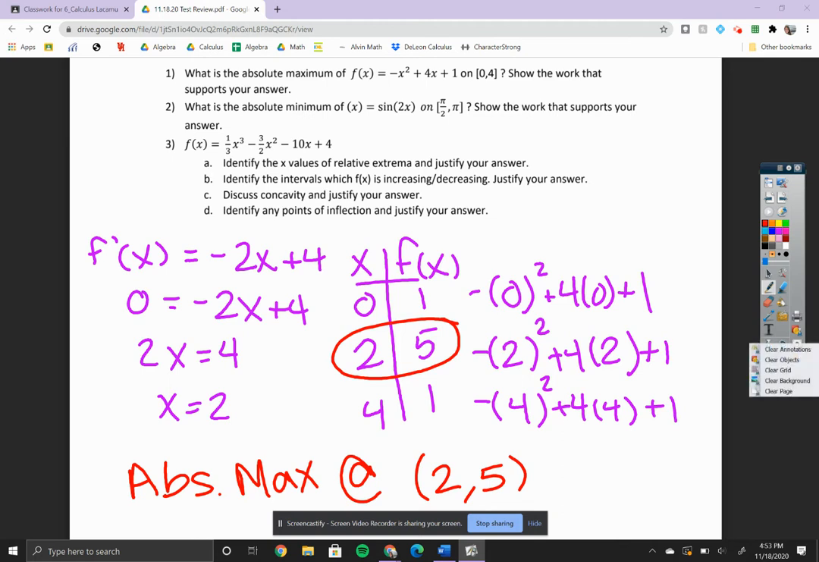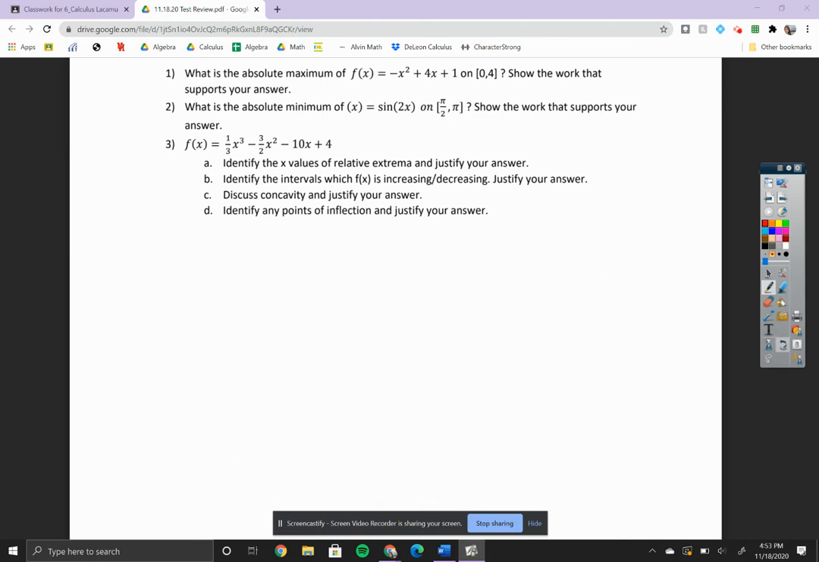Okay, number 2. It's going to be the same thing, except we're looking for an absolute minimum. And this time we have, this should be f of x. It just looks like an x. So f of x equals sine of 2x. Still going to take the derivative to start. And this one will be using chain rule. So the derivative of sine is going to be cosine, but the inside will stay the same, times derivative of the inside. Derivative of 2x would be times 2.